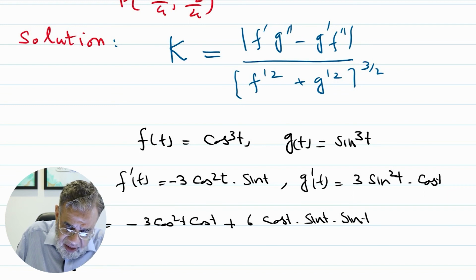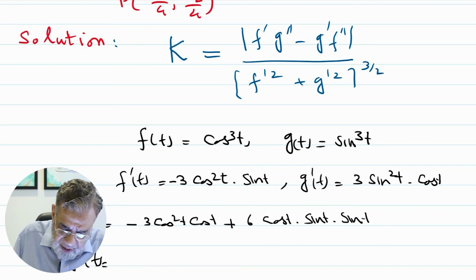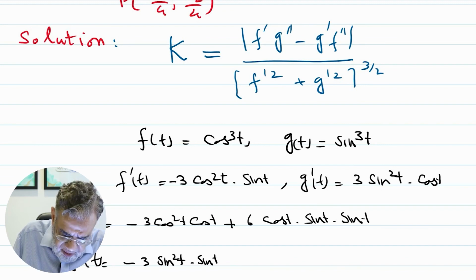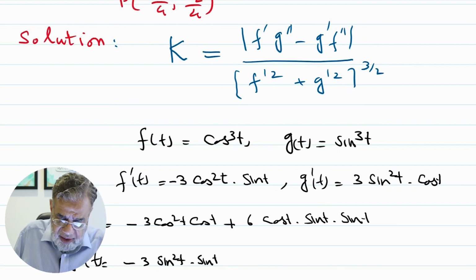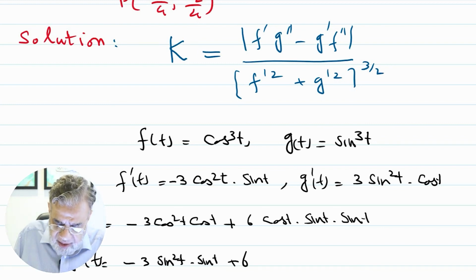Then we have g double dash of t. G double dash of t is equal to, we have here the derivative of sine cube being 3 sine square t into cosine t, then the derivative of cosine is minus sine, with 3 sine square t into sine t. Then we have plus the derivative of sine square t, that is plus 6 sine t, then the derivative of sine t is cosine t, and then we have cosine t.